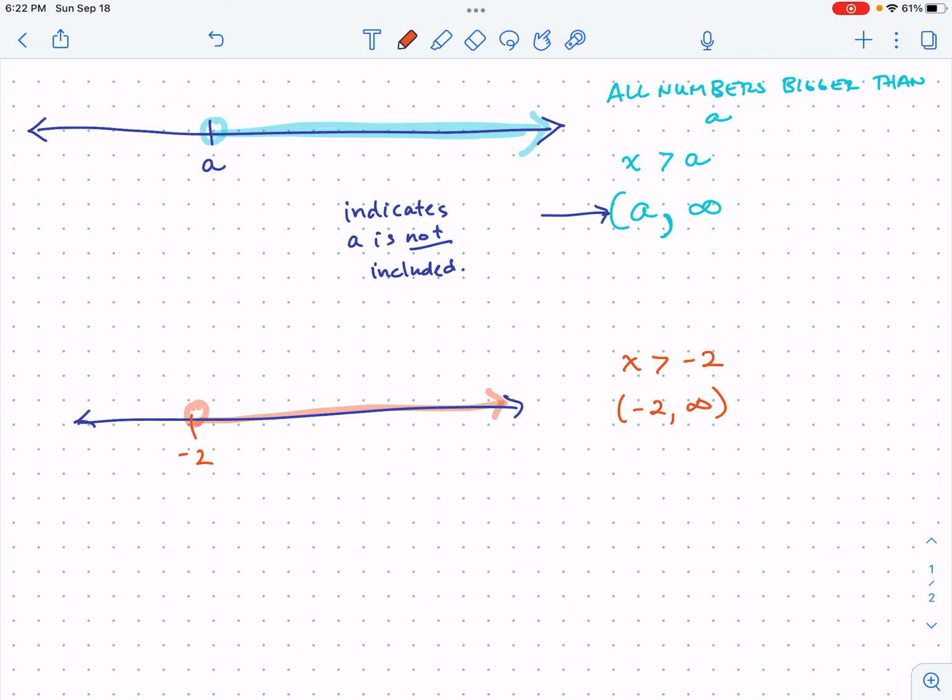So for instance, -1.99 is in there. And -1.999 is also in there. But -2 is not. So we don't include -2.